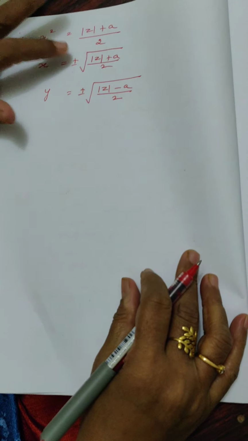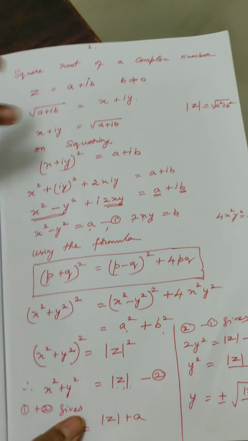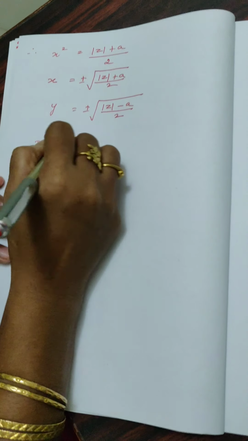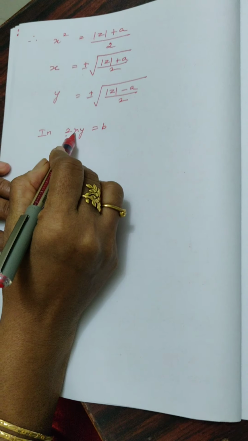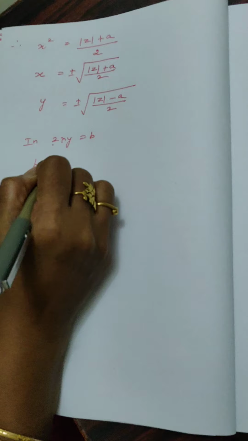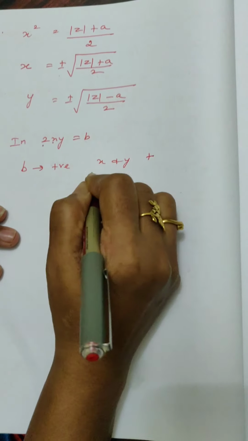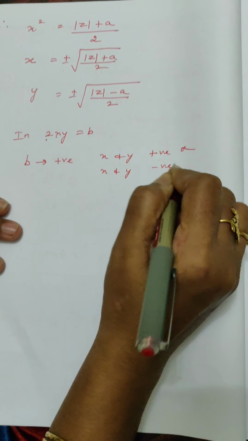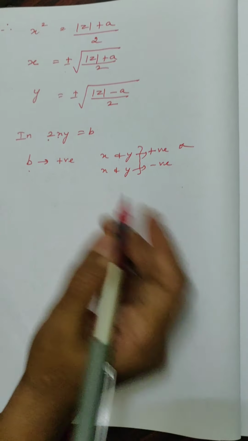So we are getting x as plus or minus this and y as plus or minus this. Because it is a square root, we want to get only two answers. How to find out the two answers? Just see 2xy equal to b. So in 2xy equal to b, 2 cannot be negative. If b becomes positive, b positive means both x and y positive, or both x and y negative.